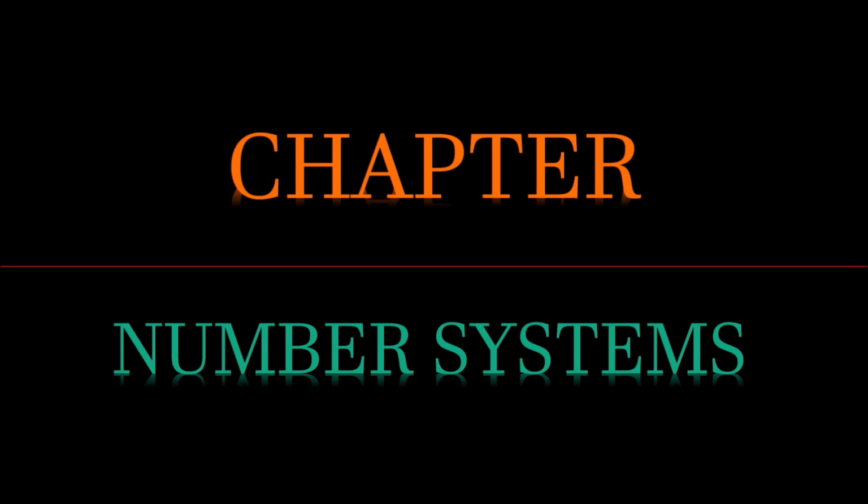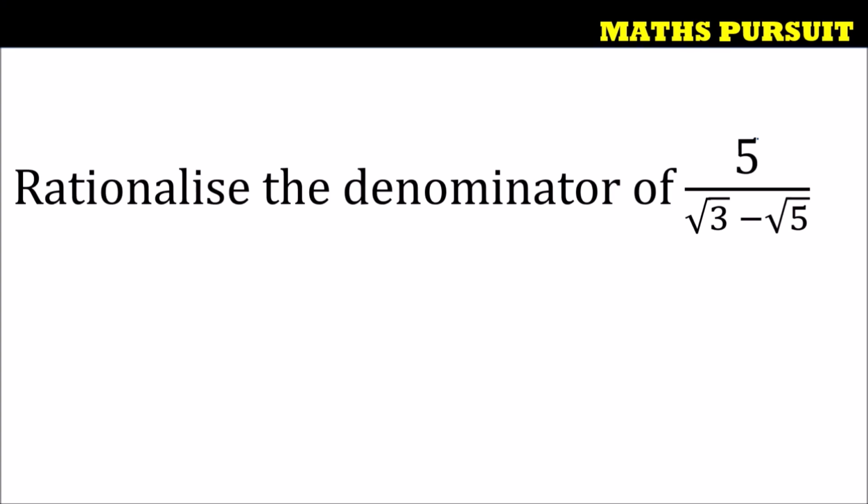Today we will look into the questions from the chapter called Number Systems. The given question is: rationalize the denominator of 5 upon root 3 minus root 5. So guys, let us see how we can solve this one.